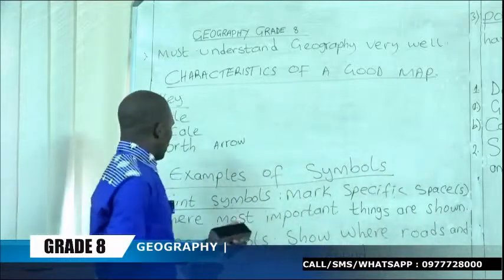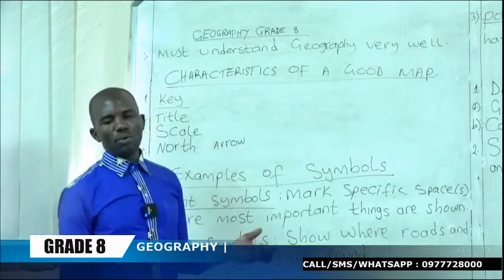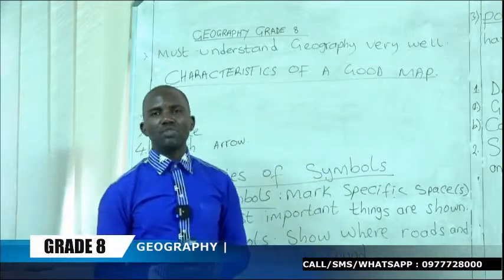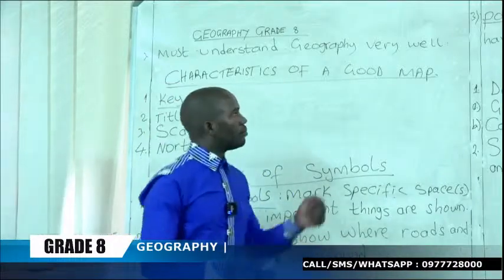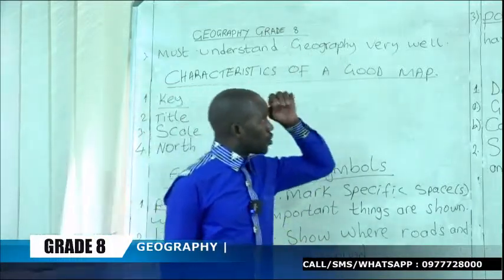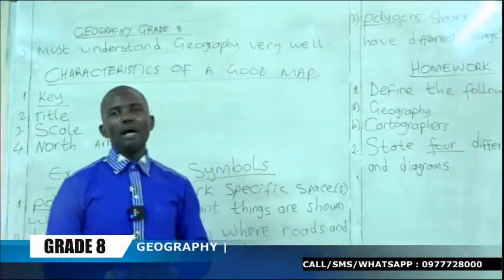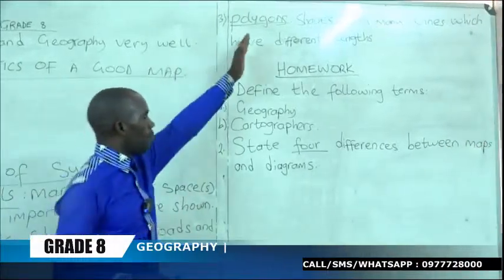The second one, line symbols, only show you where the roads as well as the railway systems in terms of transport are. Of course, on the maps, we go to the polygons. These are simply shapes with many lines which have different lengths, as I've just written for you here.